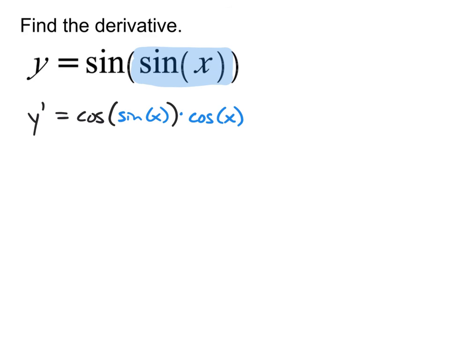And then, yeah, this is fine for your final answer. There's not really any way that we can simplify that. There's nothing magical about what cosine of sine equals or anything like that. So we're done here.